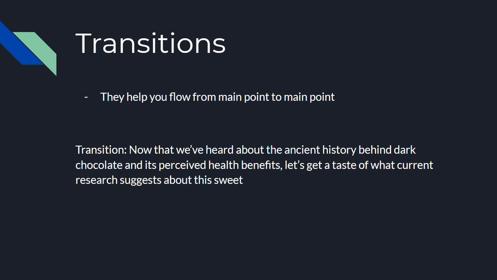But so, transitions are important. They help you flow from main point to main point. They can be hard for some people, but just imagine going from, we're talking about this, to boom, we're talking about this now, without any sort of acknowledgement. For the chocolate example: now that we've heard about the ancient history behind dark chocolate and its perceived health benefits, let's get a taste of what current research suggests about this sweet. So this is very blatant. This is saying we were just talking about this, now we're moving on to this.